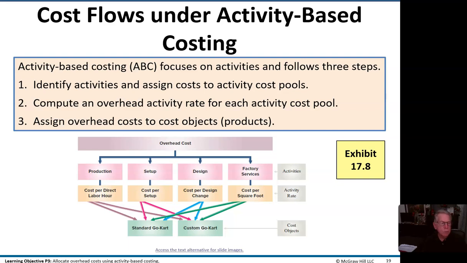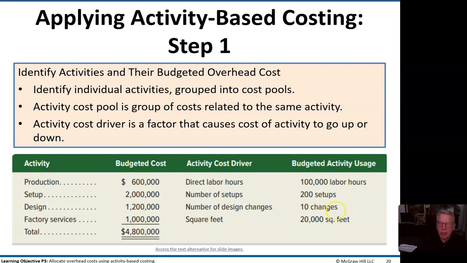Everybody see that? We'll move on. Let's take a look at how we would do that. Again, our total overhead is 4.8 million, but we divide it into our production budgeted cost, our setup budgeted cost, design budgeted cost, and factory services budgeted costs.